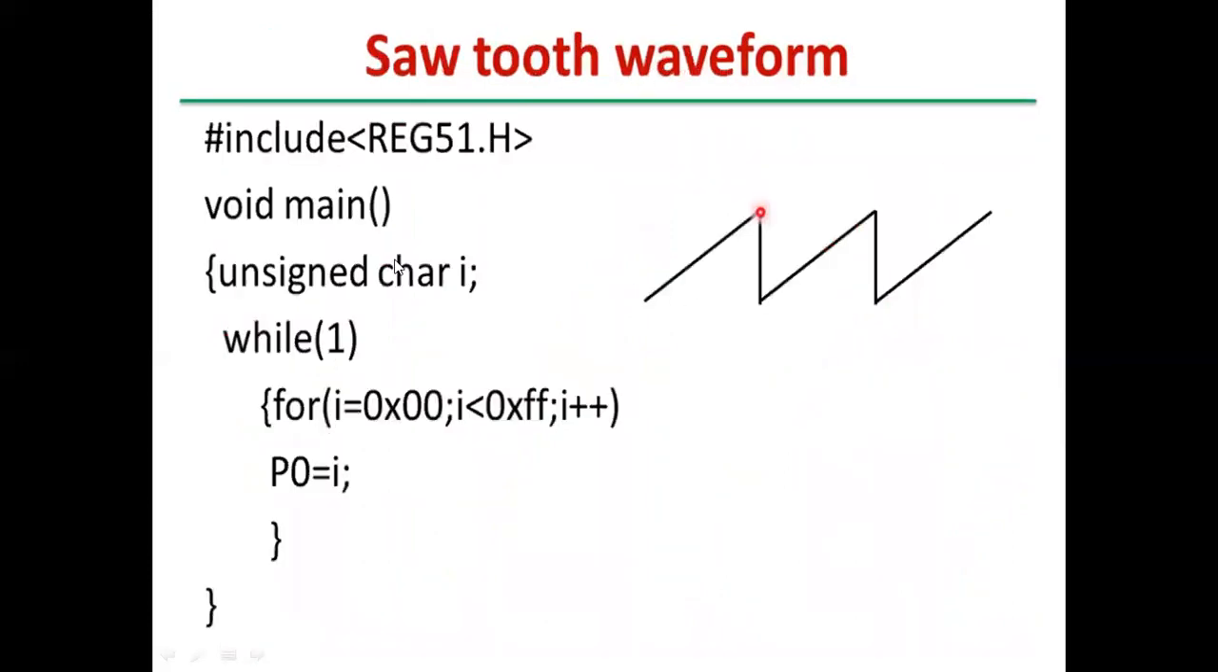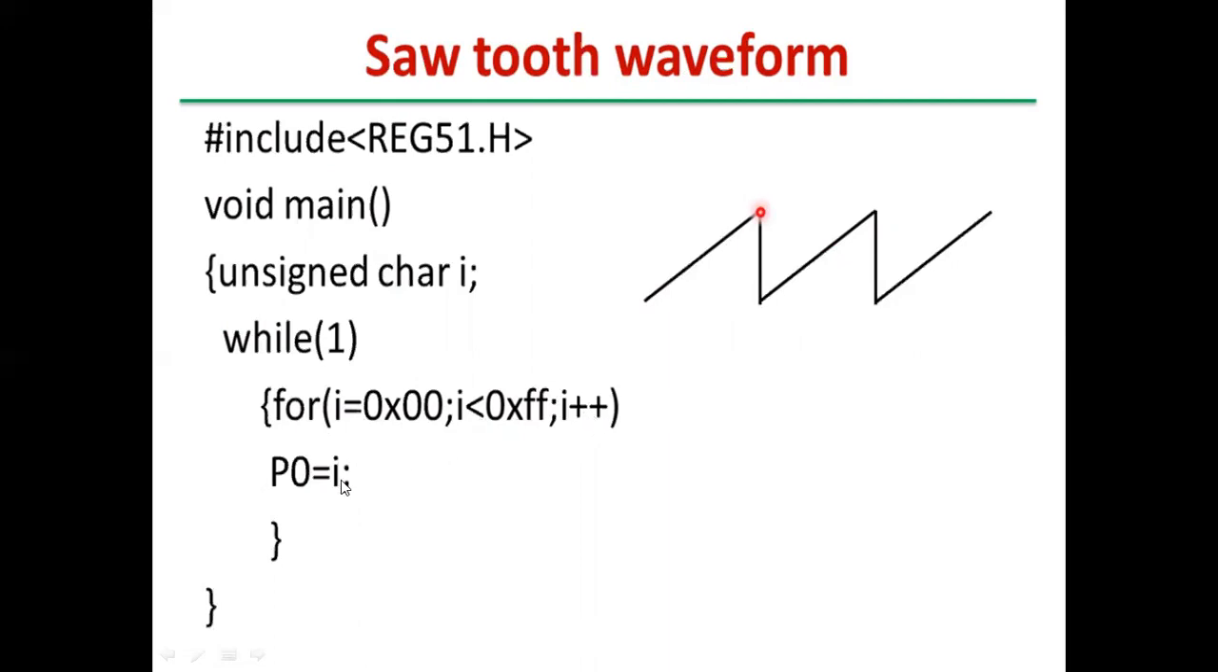Coming to this simple program, initialize the header file, the main function, the variable i and an infinite loop. For i equal to 0, that is 0x00, the initial value, and i less than 0xFF. Till i is less than the maximum value, you have to increment i. Suppose i equals 0x00, this condition is satisfied, so i becomes 1.